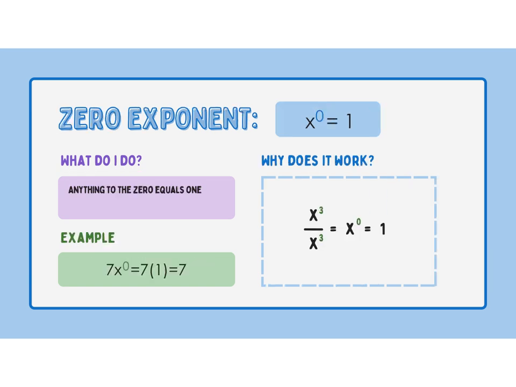We also learned about 0 exponents. Anything raised to the 0 power is 1. Memorize that for sure. Now, why does it work?